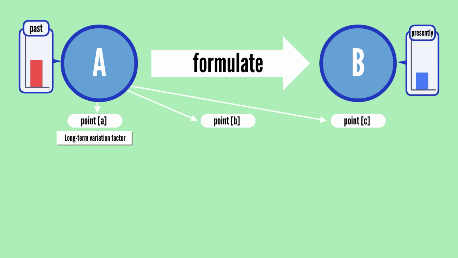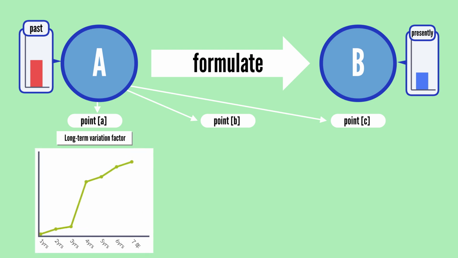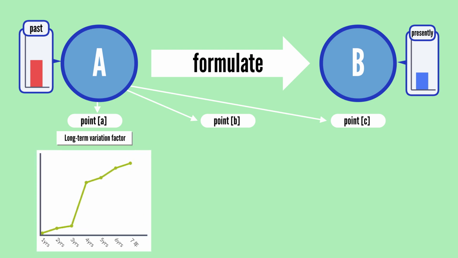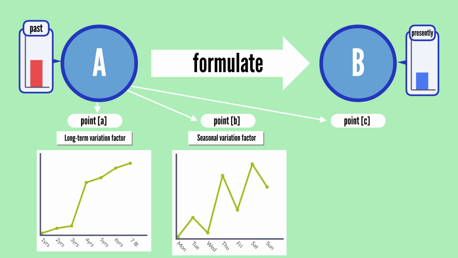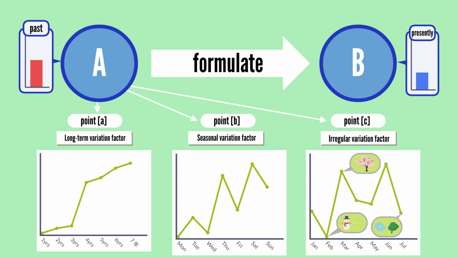A. Long-term variation factor. Long-term trend. B. Seasonal variation factor. Annual cycle, monthly and weekly cycle, and daily trend. C. Irregular variation factor. Erroneous variations, etc.